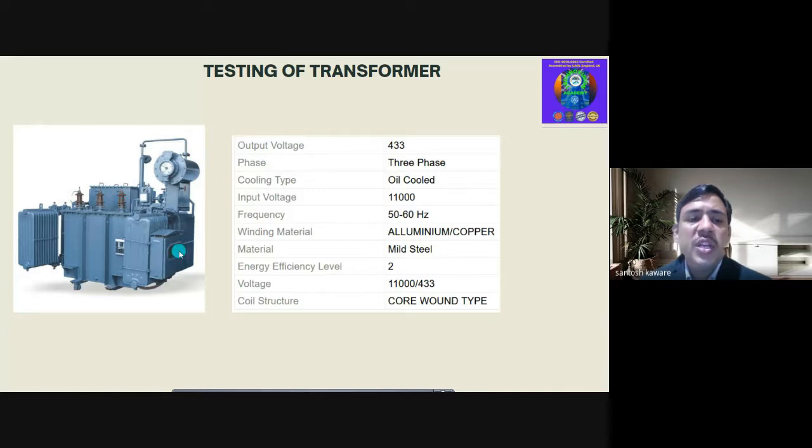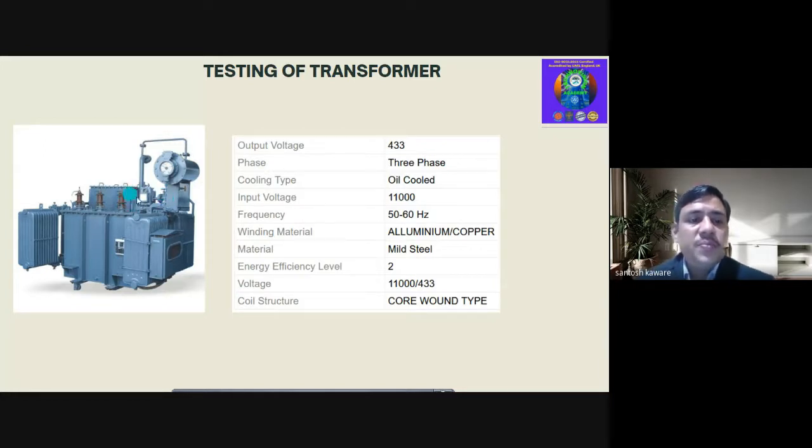Though it is a measuring device, suppose there is an OTI, WTI, that is oil temperature indicator or winding temperature indicator. So that also you have to calibrate and you have to test whether you are getting actual results or not. Also, the MOG you have to calibrate. Means all the auxiliary accessories you are using, you have to test or calibrate at factory level itself.